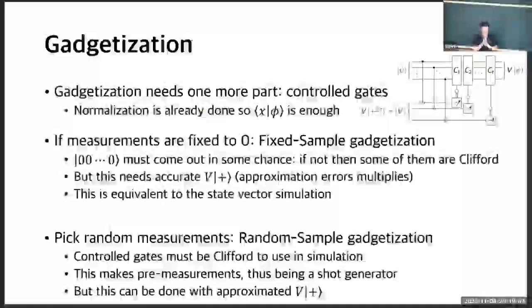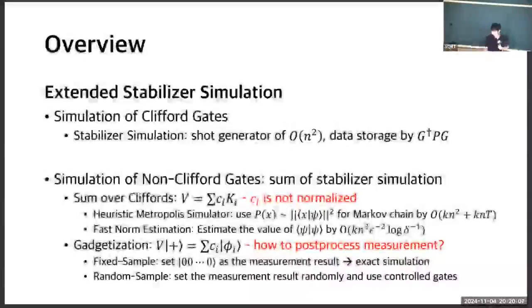Is it okay? I think it is not straightforward enough to understand in one glance. So if you have any questions about this, feel free to ask me after this presentation or something. So we now found that the sum over Cliffords method does not ensure normalization and gadgetization. They have to process. So to deal with that, they have two different ways to simulate for each one, and these would be the extended stabilizer simulation.